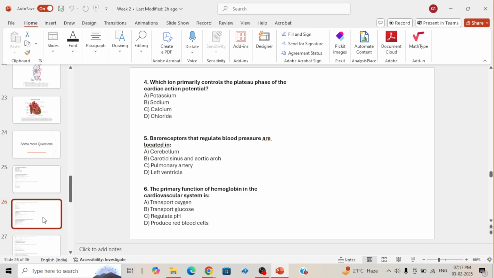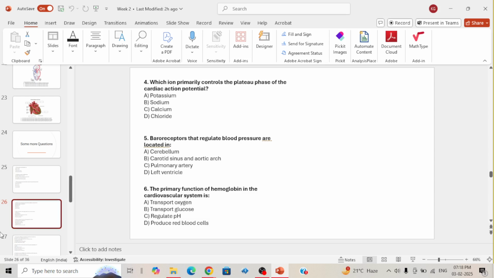Next is baroreceptors that regulate blood pressure are located in which part? See the options. Option B. Carotid sinus and aortic artery. Okay, we saw in the week one lectures that there are baroreceptors present which are connected to which nerve? I'm talking about which nerve is getting the signal from baroreceptors and leading it to the CNS. Vagus nerve, ma'am. Yes, it was the vagus nerve.